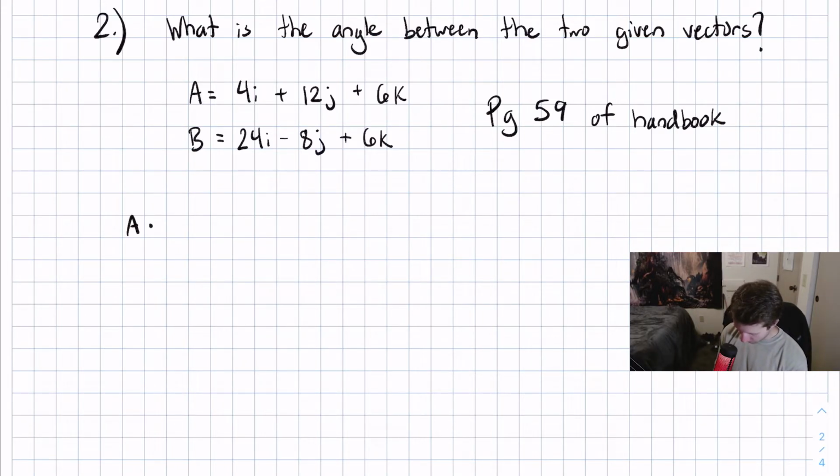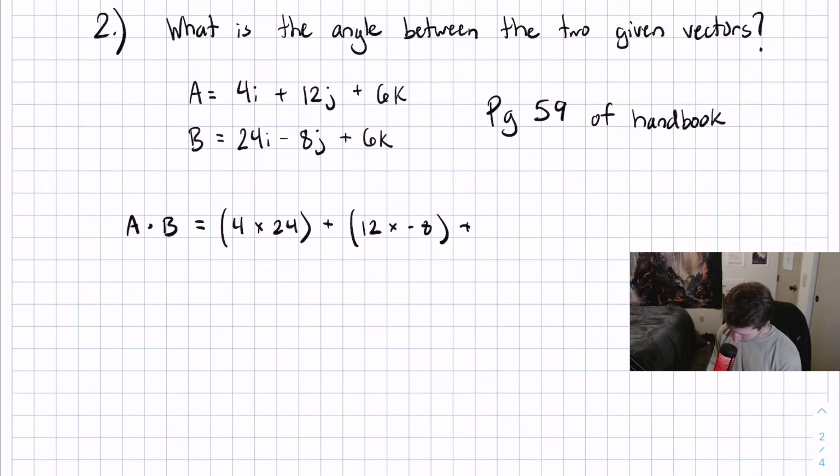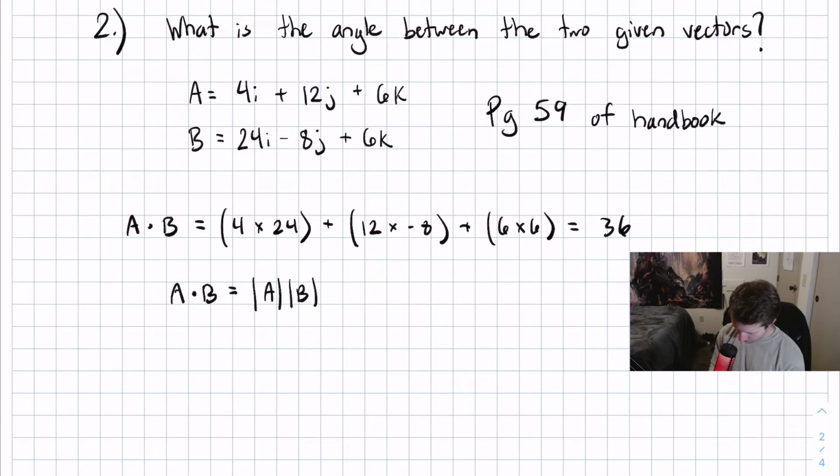But to do it when you have these vectors, you pretty much just multiply the i's, j's, and k's together and then add them. So for this one, we're going to have 4 times 24 plus 12 times -8 plus 6 times 6, which will give us 36. So now that we have that, let's just write down the equation that I was actually referencing from the handbook, and that is going to be a dotted with b is equal to the magnitude of a times the magnitude of b, cosine of theta.